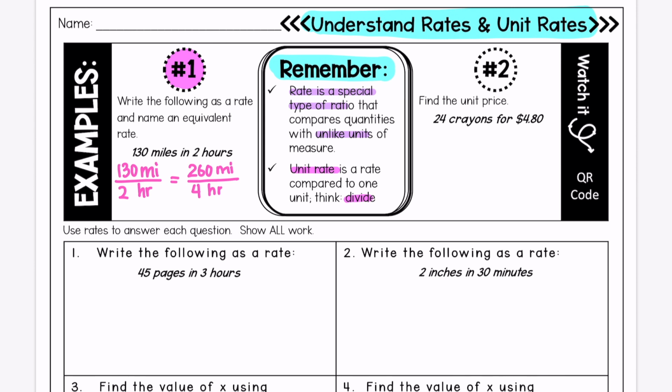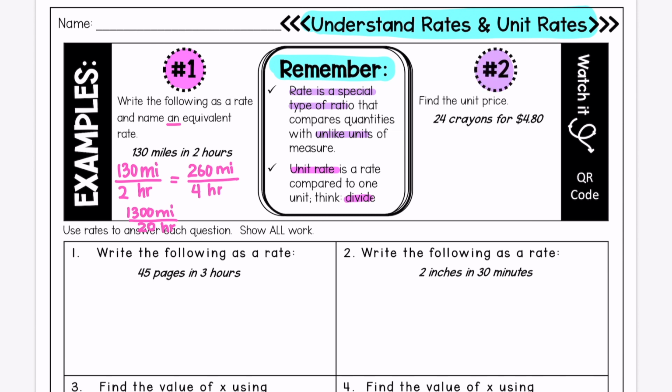So another simple one would be times 10, and you would have 1,300 miles on top. And 2 times 10 would be 20 hours on the bottom. These are all just sample answers. They only asked for one equivalent fraction, so you would not need more than one there. Let's jump on over and look at number 2 on the right.